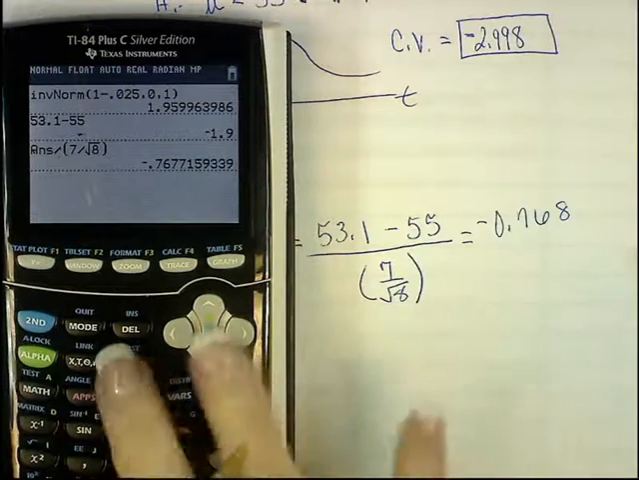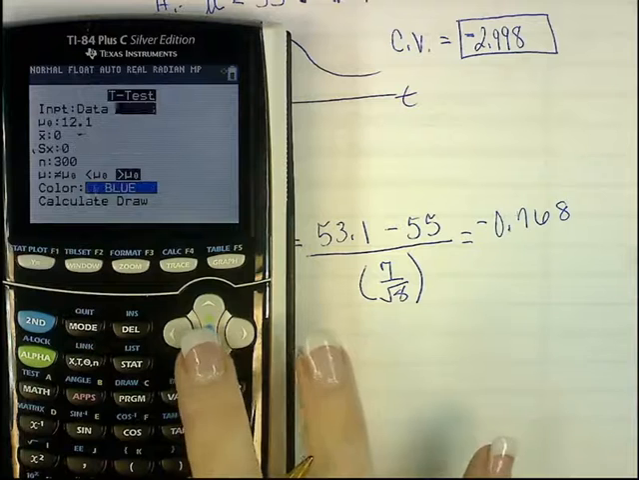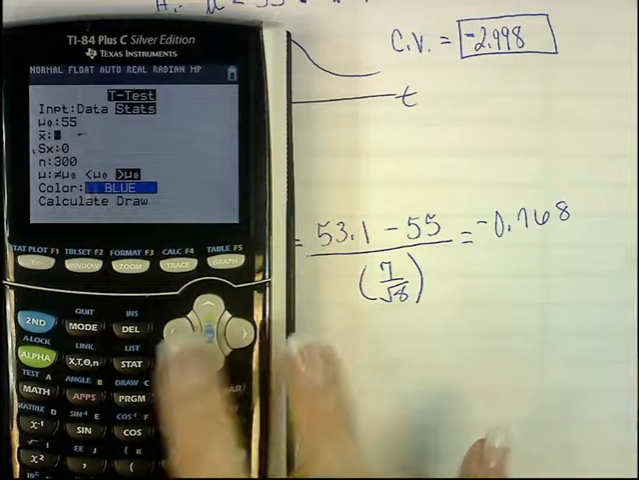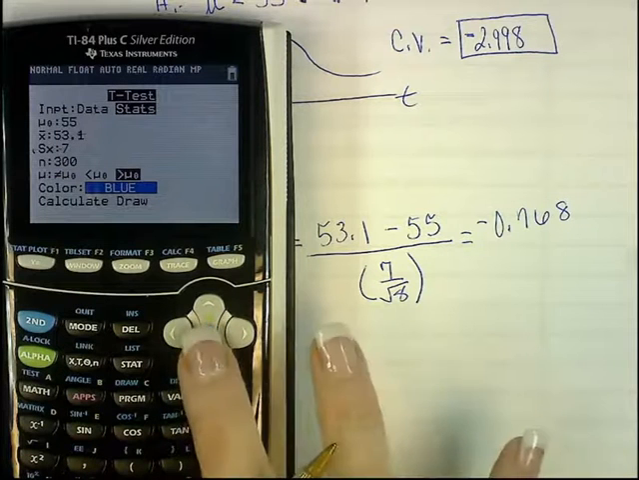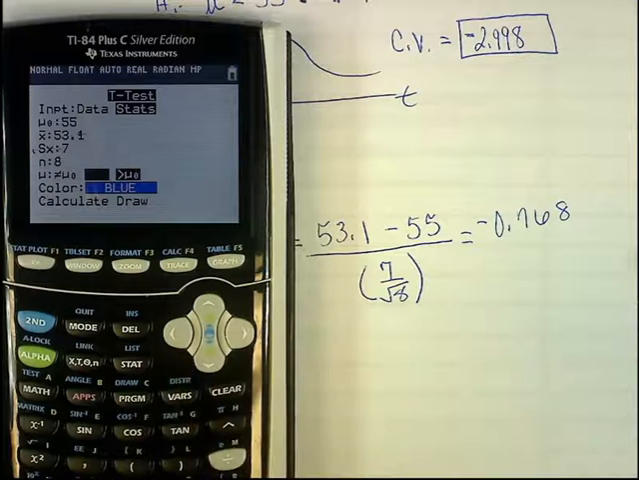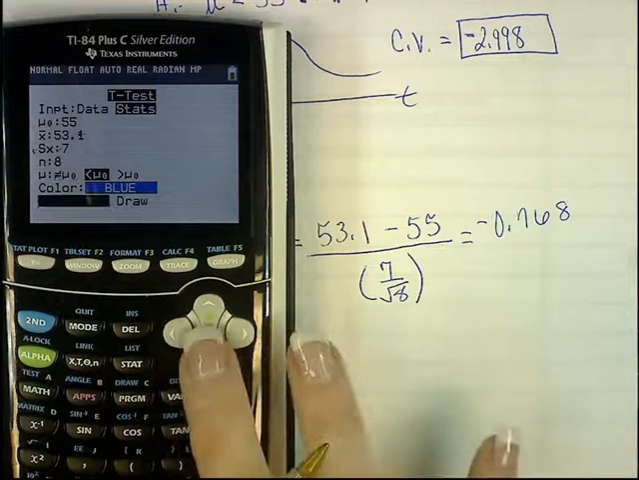If you go to stat and test, and t-test, your claim is mu less than 55. Your sample mean is 53.1. Sample standard deviation is 7. Sample size is 8 races. And it's a left-tailed t-test, so less than is the alternative, and calculate.